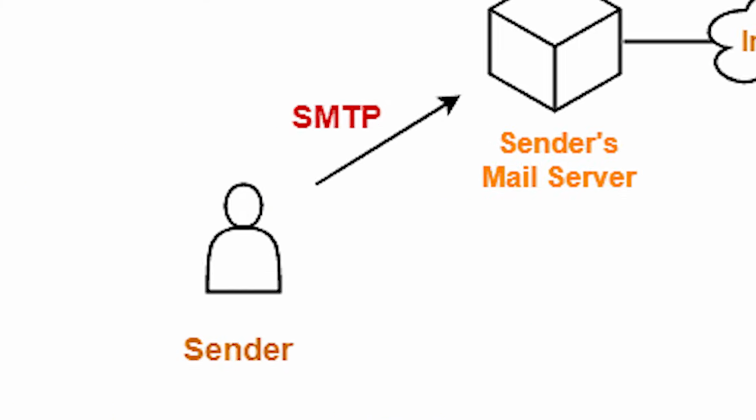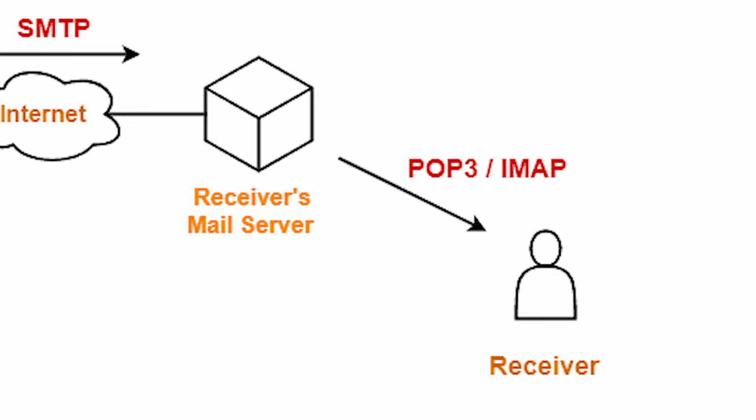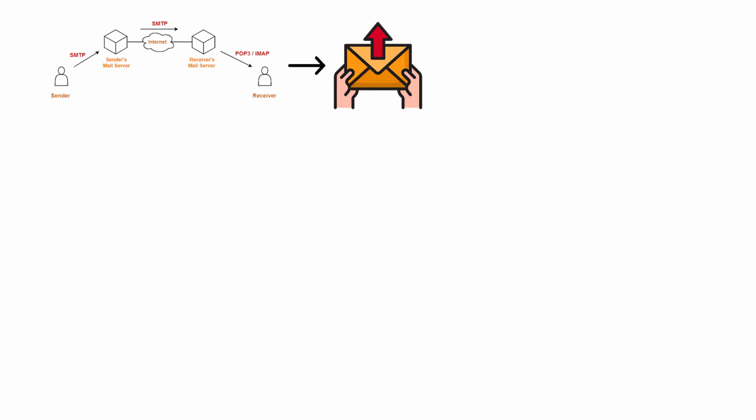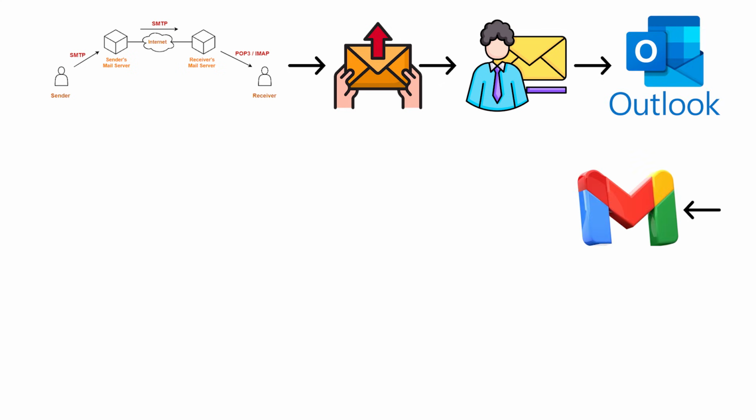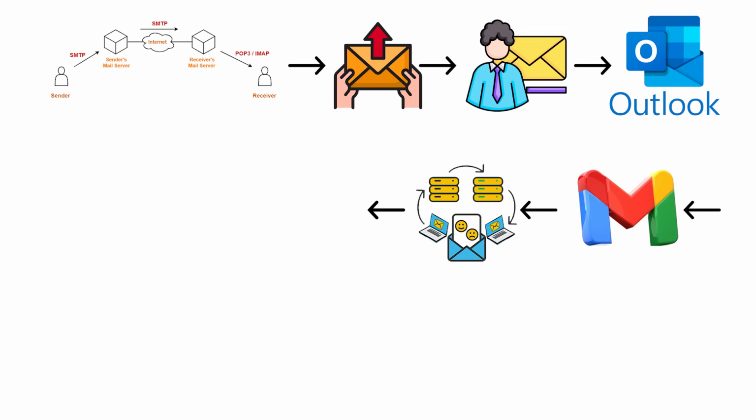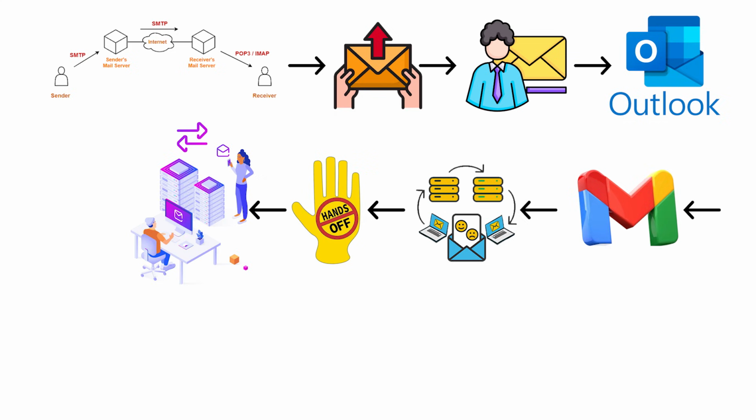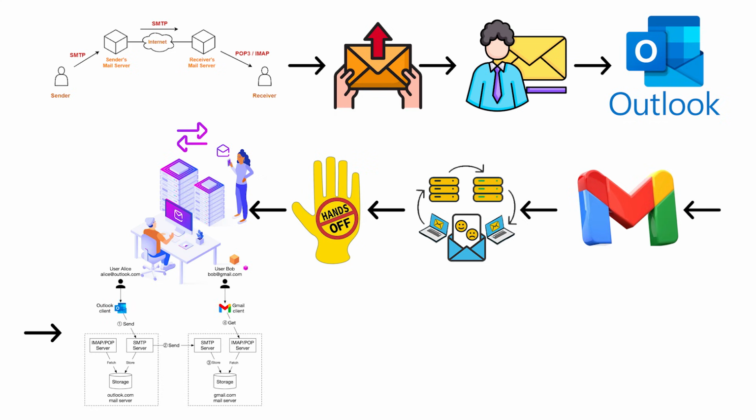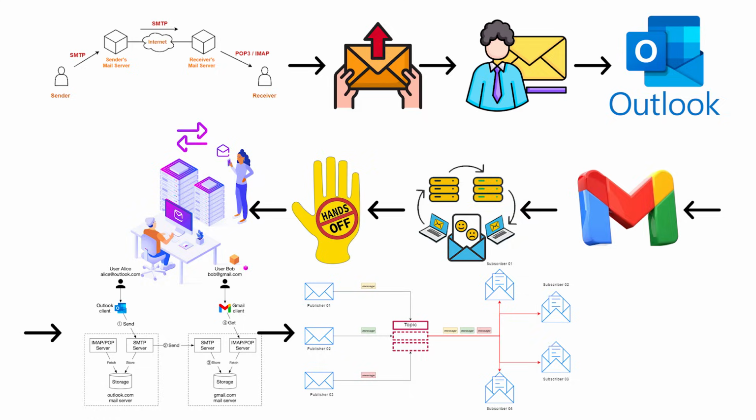Simple Mail Transfer Protocol. The Simple Mail Transfer Protocol is the standard used for sending and relaying email messages between servers. When you hit send on an email, your email client, whether that is Outlook, Gmail, or anything else, connects to an SMTP server and hands off the message. The server then routes that email toward the recipient's mail server. The protocol works as a push system, meaning it pushes messages outward toward their destination.